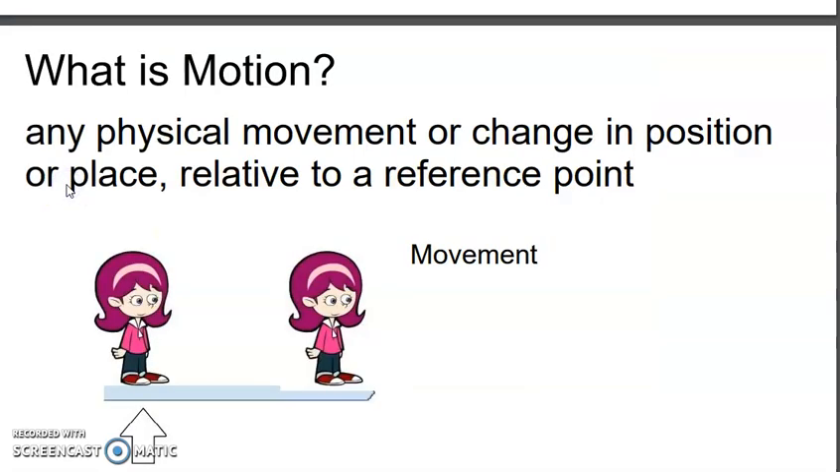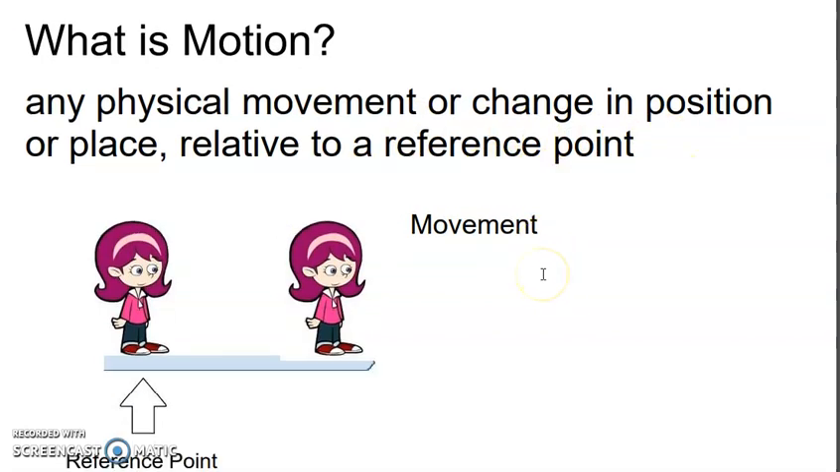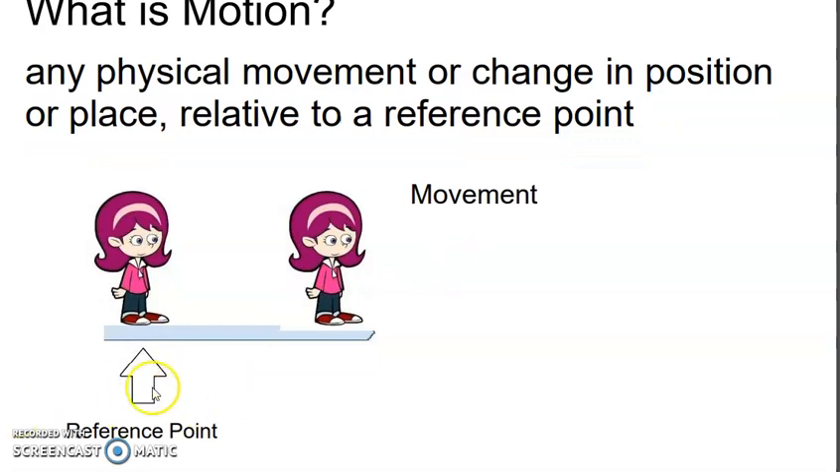So what is motion? It is any physical movement or change in position or place relative to a reference point. For example, this is the reference point initially, the place where the girl is standing. And when she makes a movement, from the reference point to the moment that she stops, her movement is what we call motion. Initially it means physical movement.